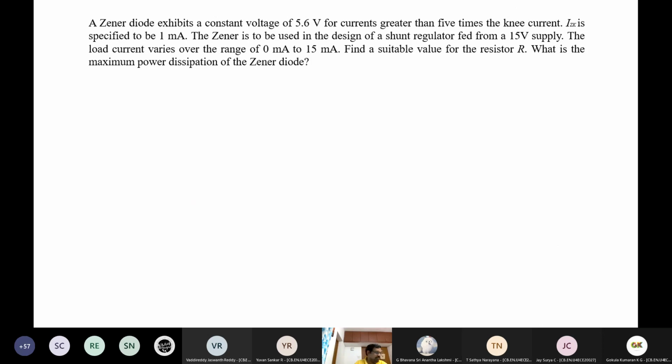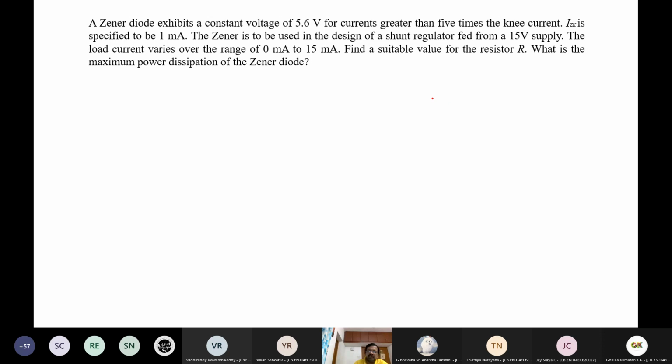So let us go to the third problem. Let me see the time. We have time for one more problem. A Zener diode exhibits a constant voltage of 5.6 volt for currents greater than 5 times the knee current. IZK is specified to be 1 milliampere. The Zener is to be used in the design of a shunt regulator fed from a 15 volt supply. The load current varies over the range of 0 milliampere to 15 milliampere. Find a suitable value for the resistor. What is the maximum power dissipation of the Zener diode?